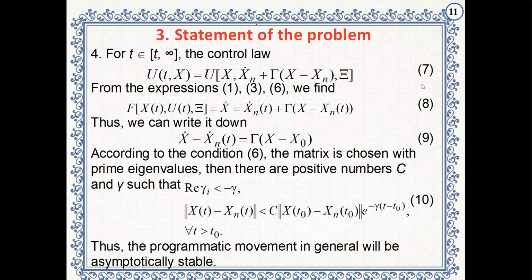For the system 9, the roots of the characteristic equation determine the stability of the system in general. If the roots have negative real parts, the real solution of the system is stable. When the roots do not have positive real parts, but at least one has a zero real part, the system is on the limit of stability. According to the condition 6, the matrix is chosen with prime eigenvalues. Thus, the programmatic motion in general will be asymptotically stable.